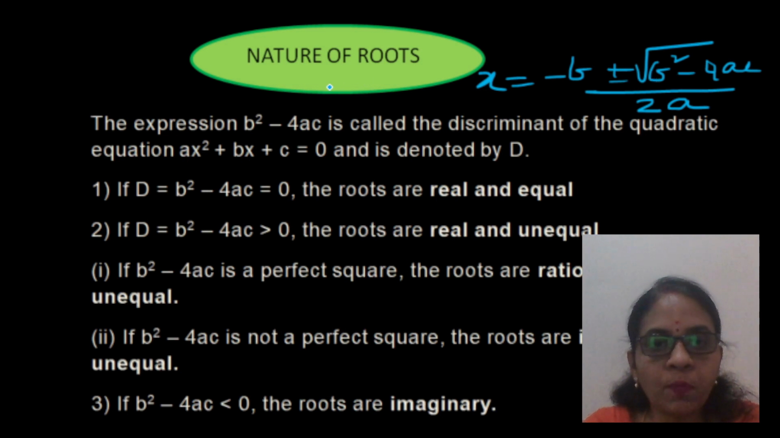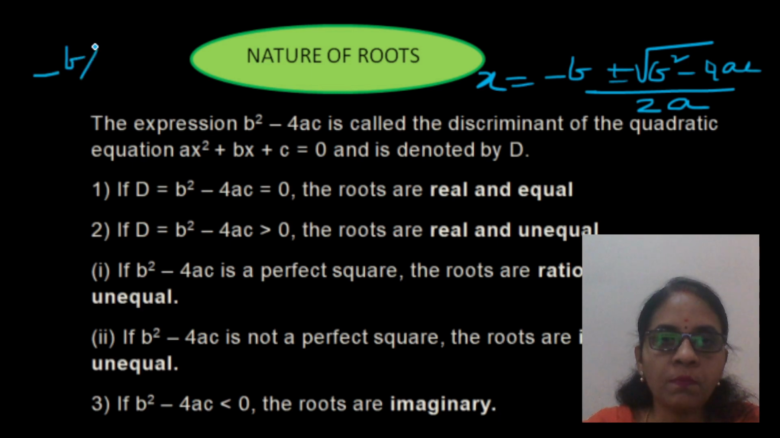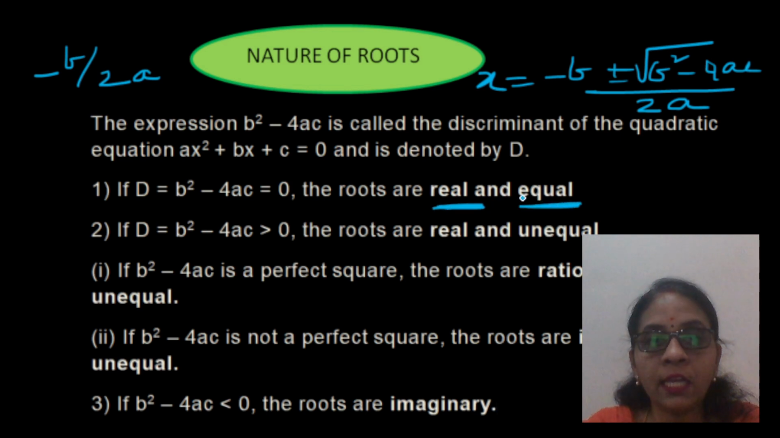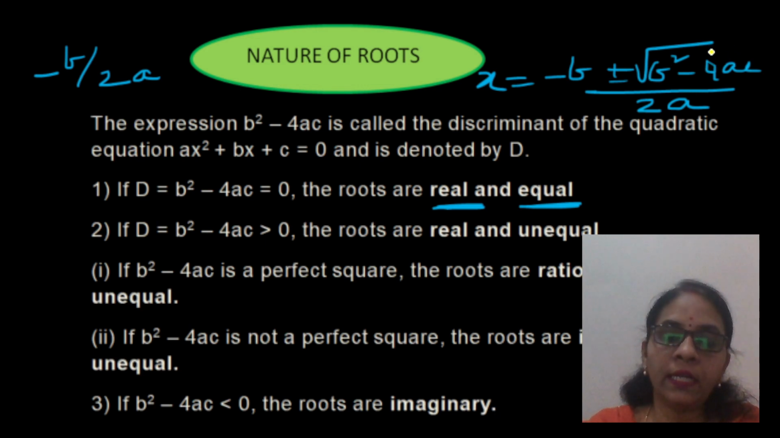Now, the first point: if D is equal to 0, that is, if this under root value is 0, what will be left, children? You will be left with only minus b by 2a. So the roots are real and equal. Both roots will be minus b by 2a. Now, what if D is greater than 0? That means this root value will be greater than 0. Let me tell you with examples.